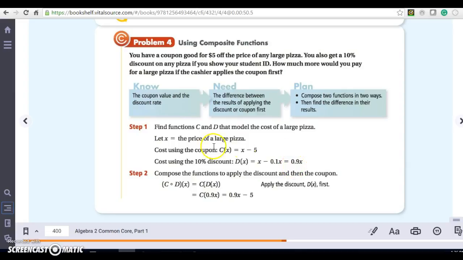So the composition to apply the discount would be C composed of D of X, or C of D of X. And so if I plug that in, my C is X minus 5, and if I plug in D of X for my X, it'll be 0.90X minus 5.